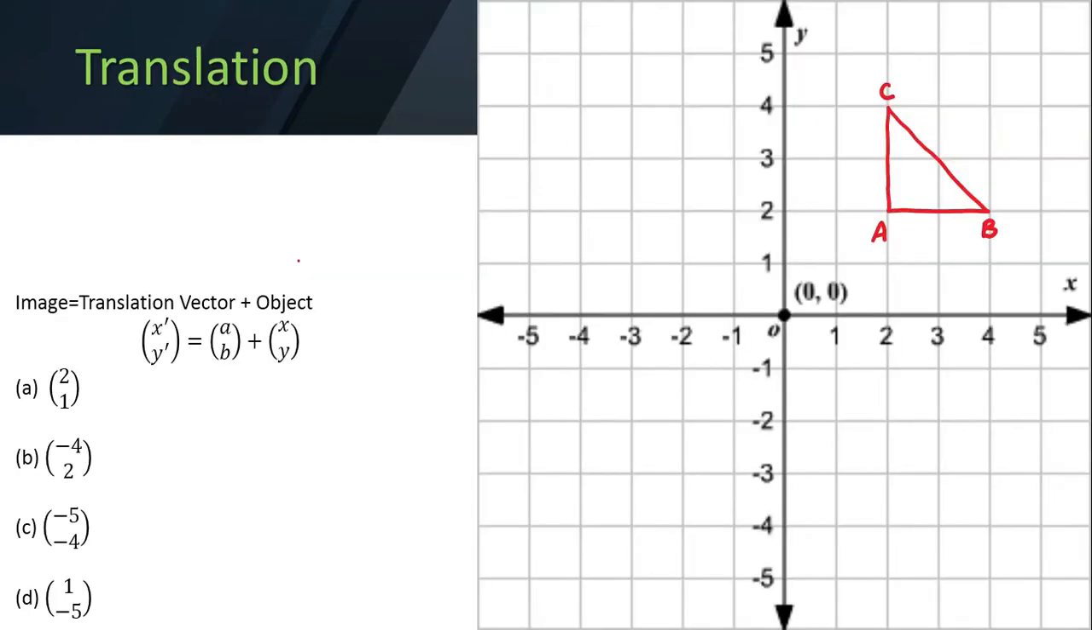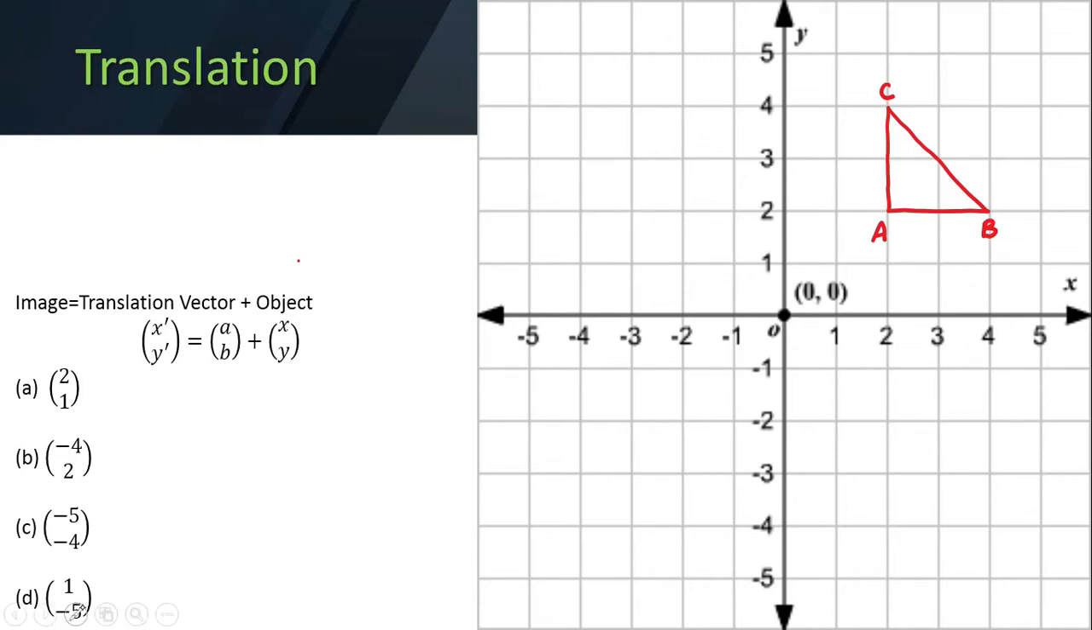Here we have translation. In translation, any shape will be given in the question and a column vector will be given, and they will ask us to translate this shape. Right now here we have a triangle and we have 4 column vectors given, and we will translate this given object through these column vectors. First of all, what is a column vector?